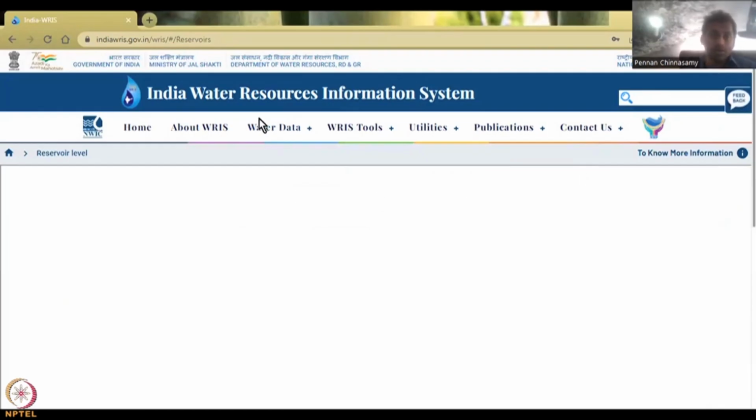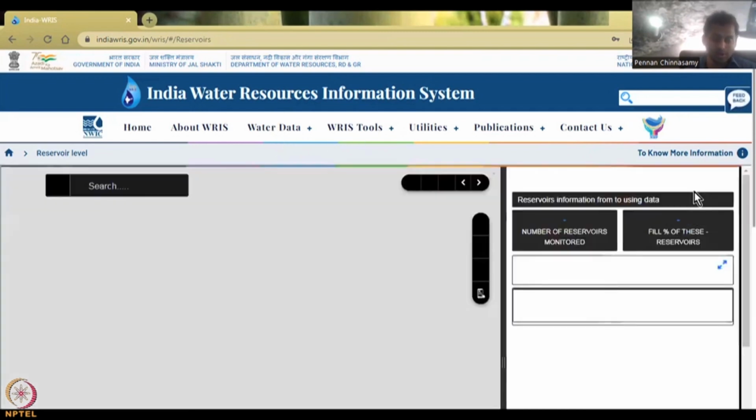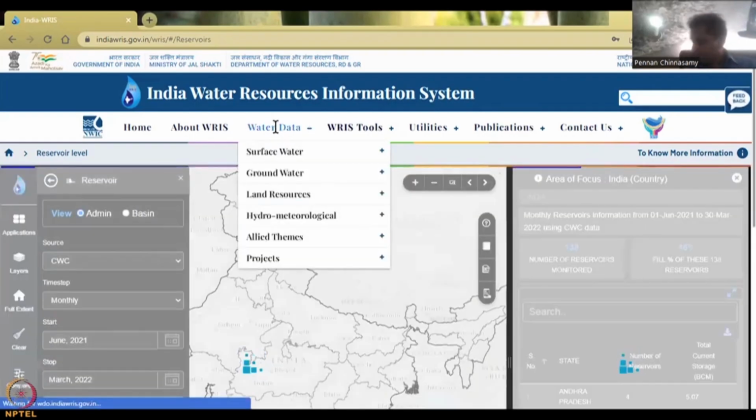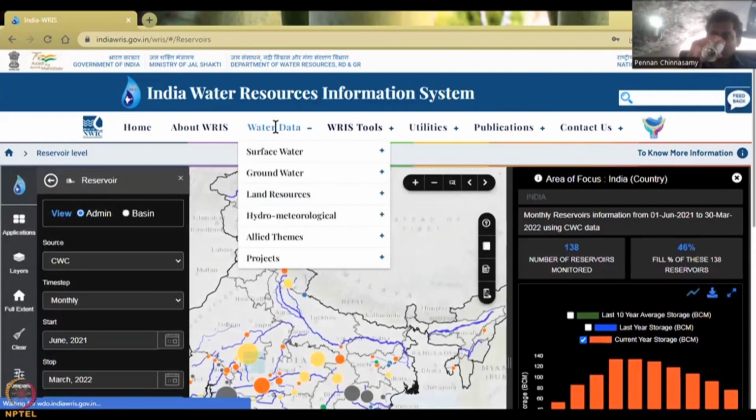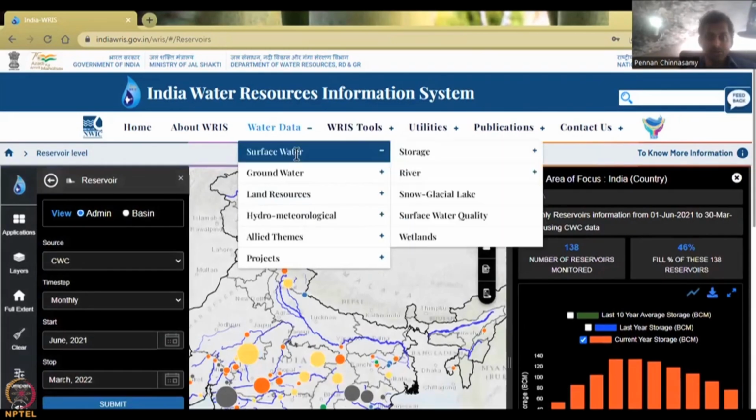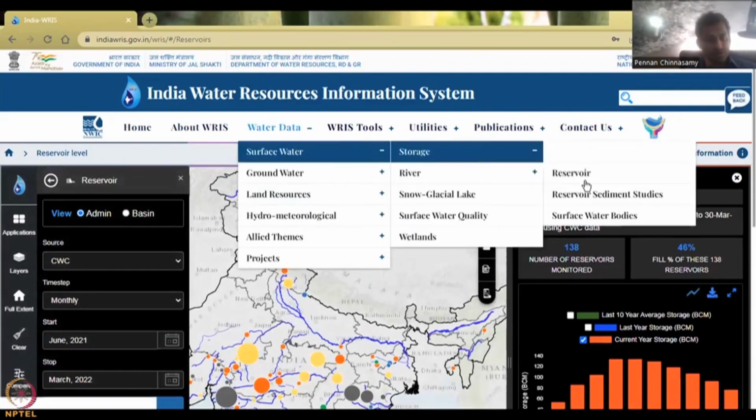Now we're going to go to the reservoir data. All I did is water data, and then go to surface water and then reservoir. So I go to water data, surface water, storage, and reservoir.